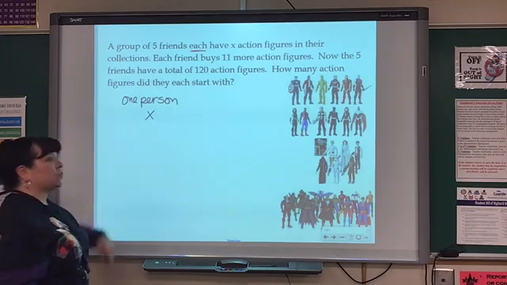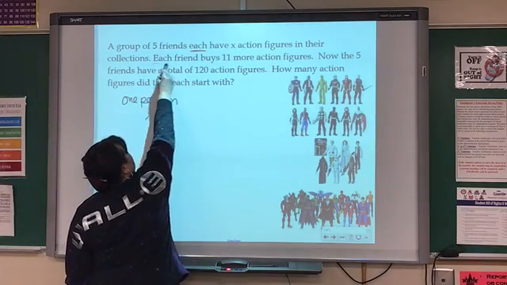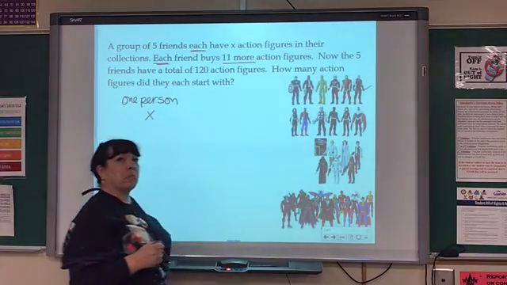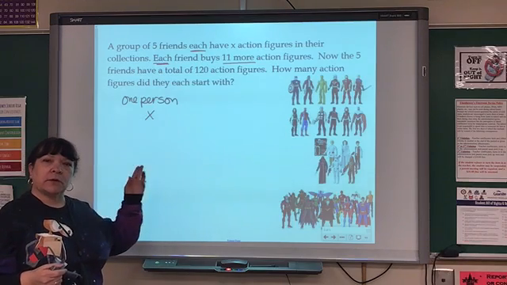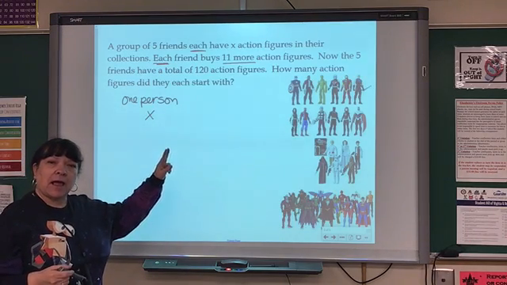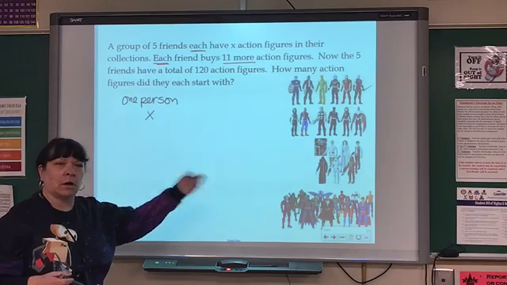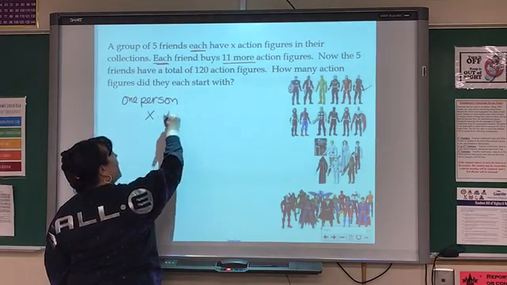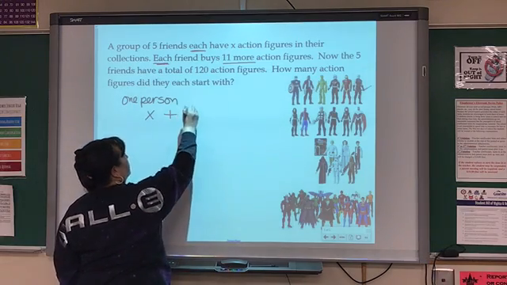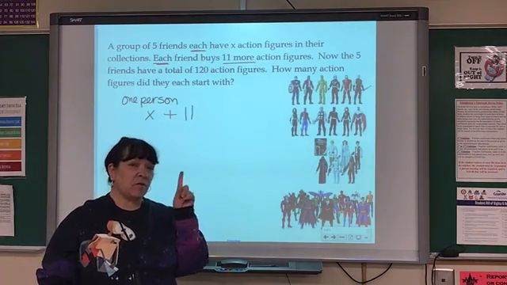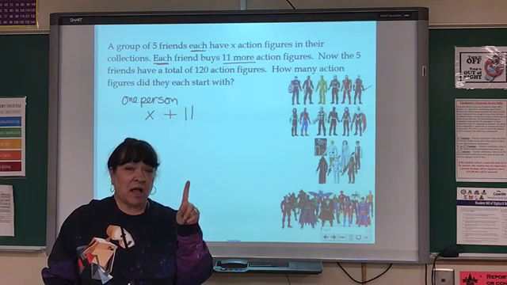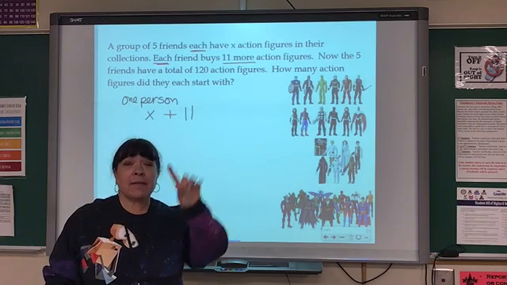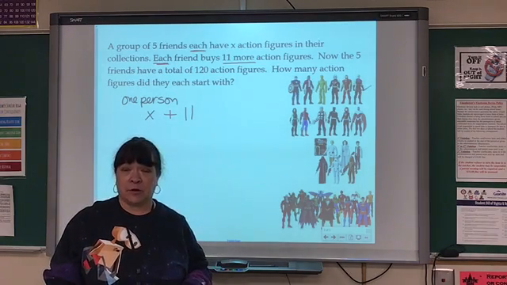And then it says each friend buys 11 more. So each person has X, and then they buy 11 more. So that 11 more is going to add on to the figures they have. So if I have only one action figure and I buy 11 more, I start with my first action figure and then the other 11 come later.